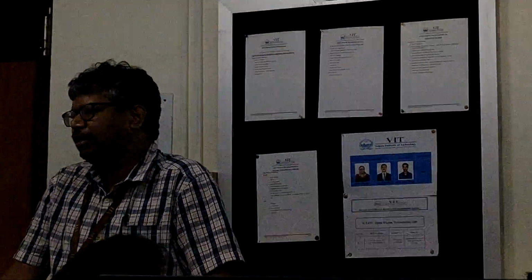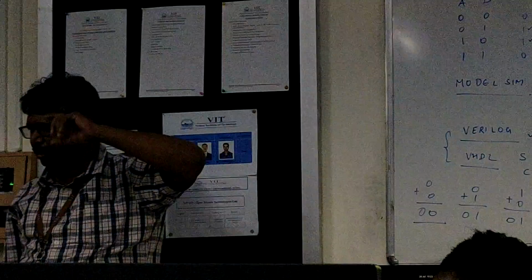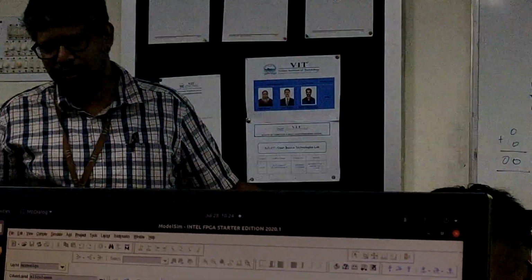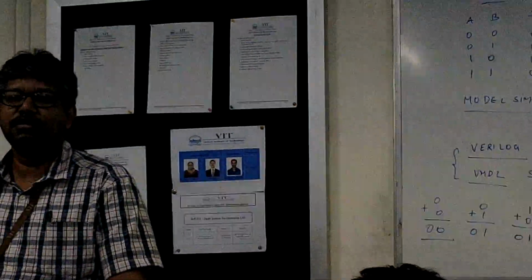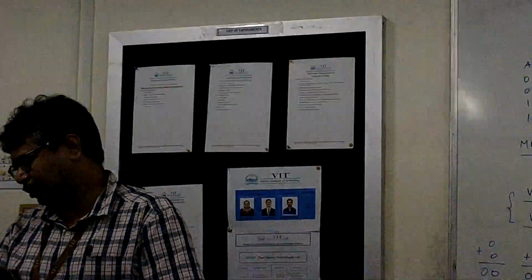There are three different ways of writing the same code. If I know the truth table, I can write the Verilog code. If I know the structure, I can write the structural code. Structure means the circuit diagram. If I know the circuit diagram, I can write the code. If I know the Boolean expression, I can write the code. If I know the working principle, I can write the code using if statement and case statement.